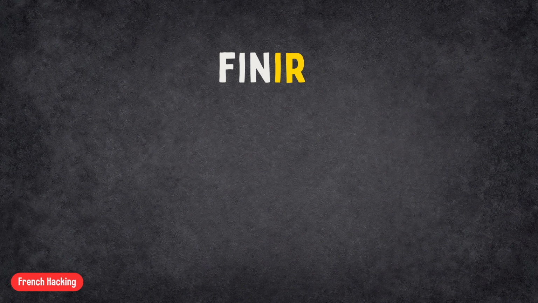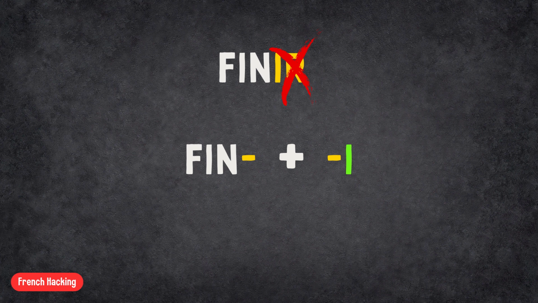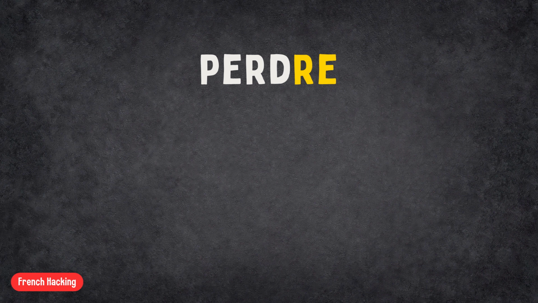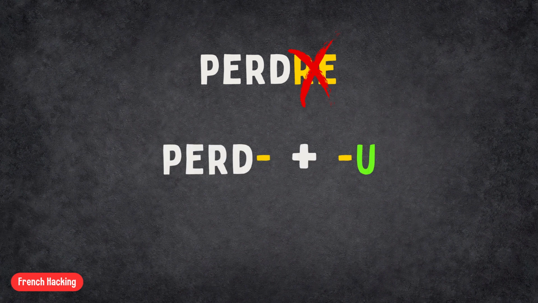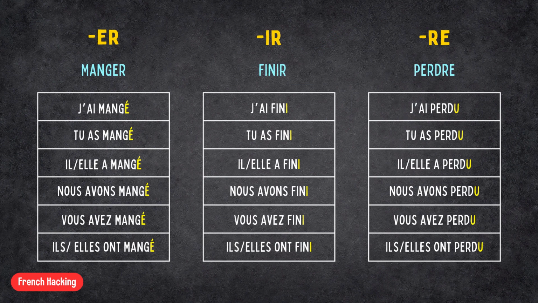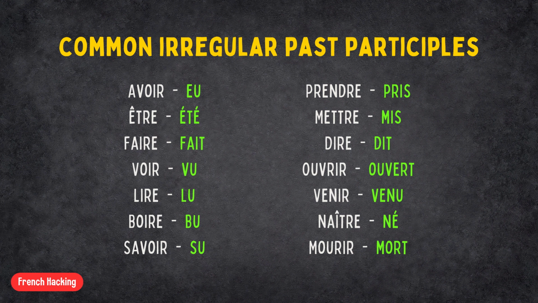For verbs ending in ir, like finir, you cut off the ir, keep the stem, and add an I, and that's how you get fini. For verbs ending in re, like perdre, you cut off the re, keep the stem, and add a u. That's how you get perdu. Knowing this pattern, you'll now be able to conjugate most verbs in the passé composé. But there are some past participles that play by their own rules. Here's a list of the most common ones.